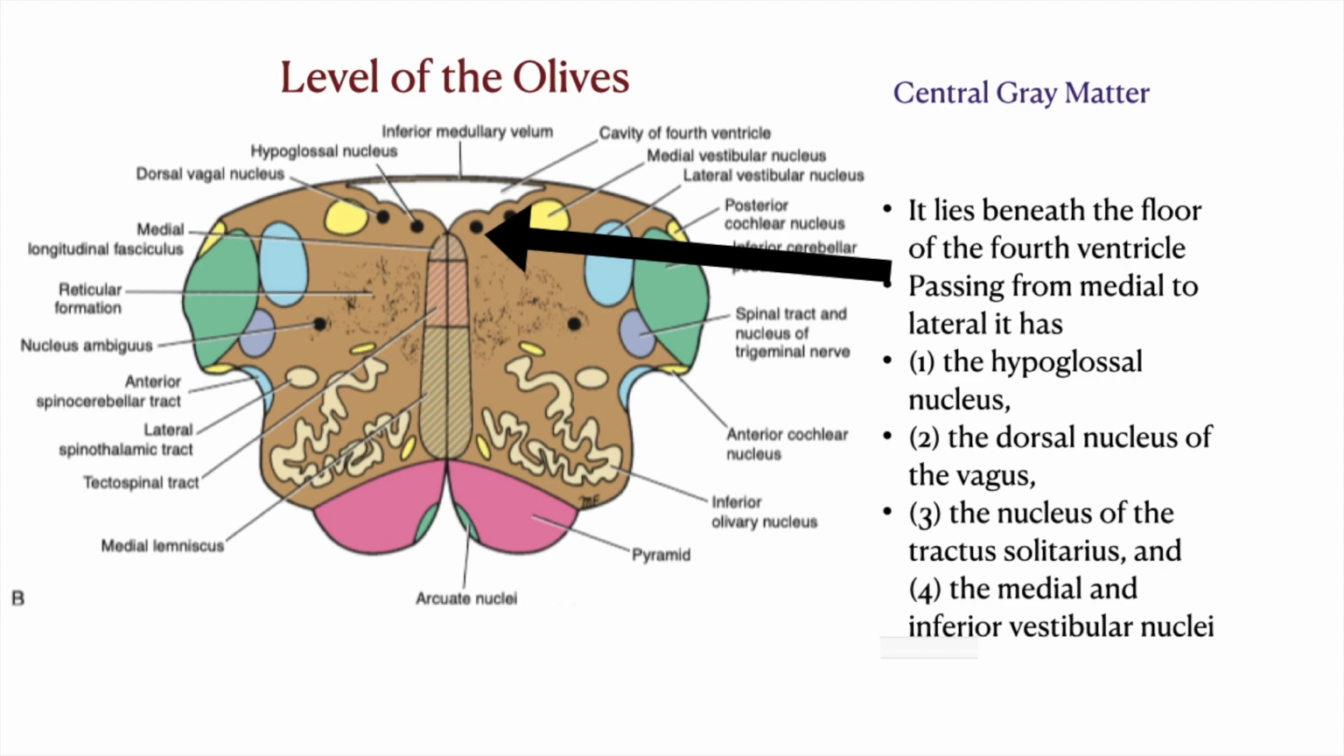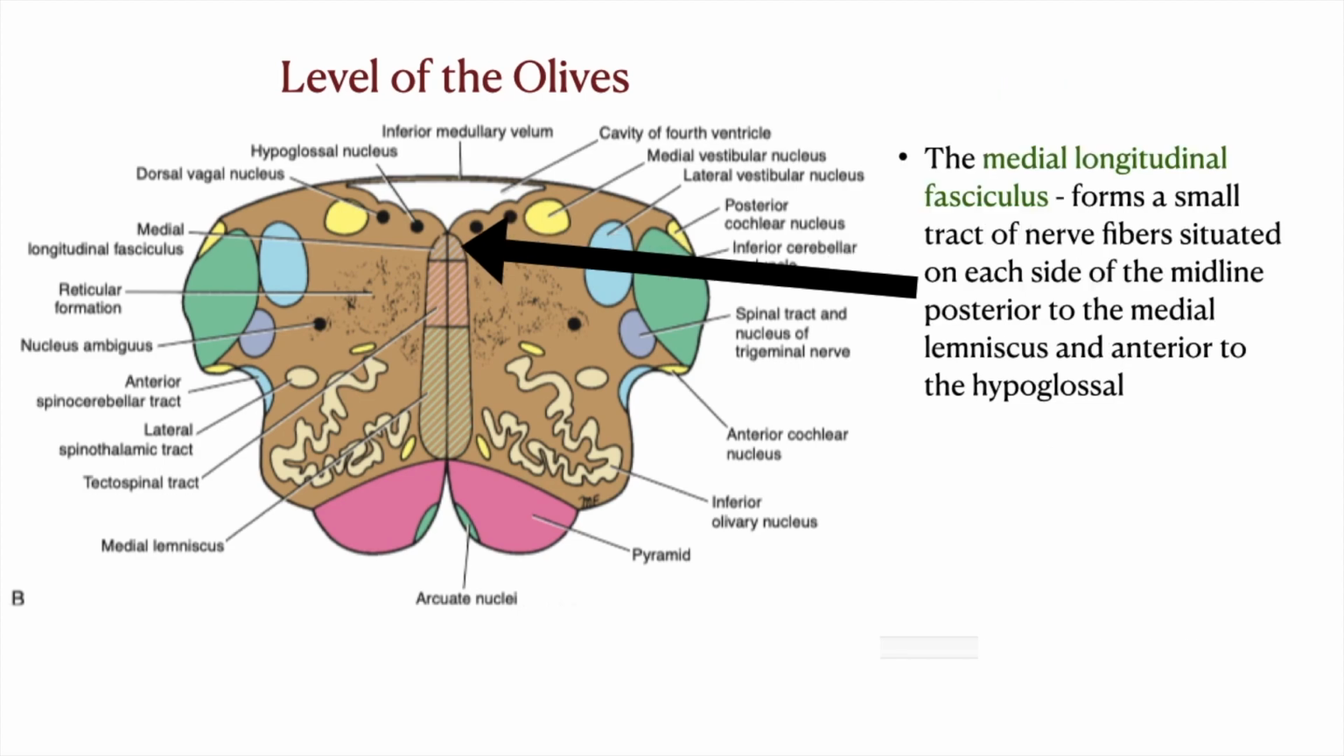The central gray matter lies beneath the floor of the fourth ventricle. Passing from the medial to the lateral, it has the hypoglossal nucleus, the dorsal nucleus of the vagus, the nucleus of the tractus solitarius, and the medial and inferior vestibular nuclei. The medial longitudinal fasciculus forms a small tract of nerve fibers on each side of the midline, posterior to the medial lemniscus and anterior to the hypoglossal nucleus.